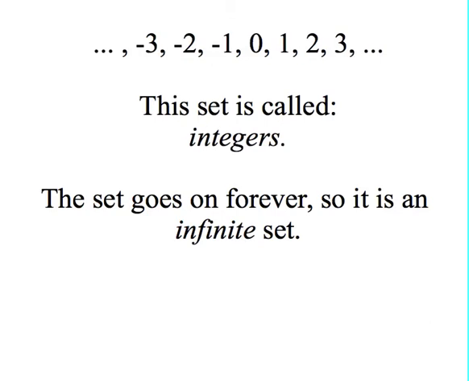Here's a set that goes on forever in 2 directions. So the number that we can't see on the left would be -4, then -3, then -2, then -1, 0, 1, 2, 3, and we know that the next number would be 4, and so on, and this set is called integers.